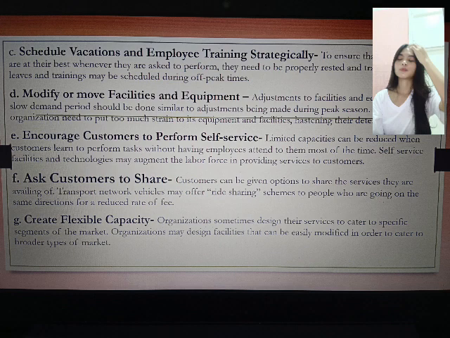The next one is ask customers to share. Customers can be given options to share the services they are availing of. Transport network vehicles may offer ride sharing schemes to people who are going on the same directions for a reduced rate of fee. So, this is ask customers to share.